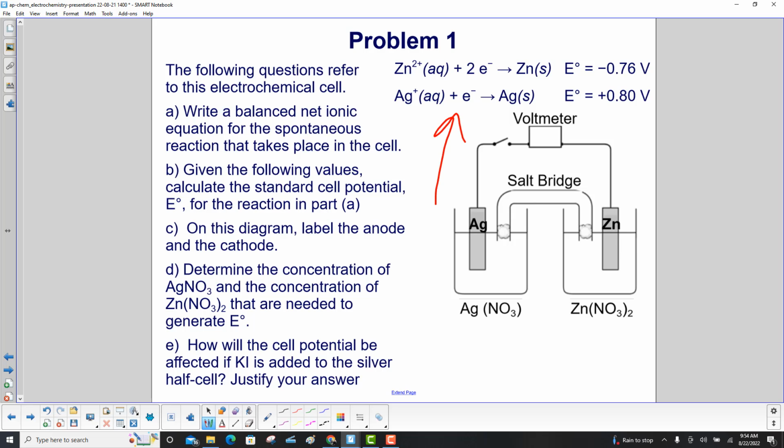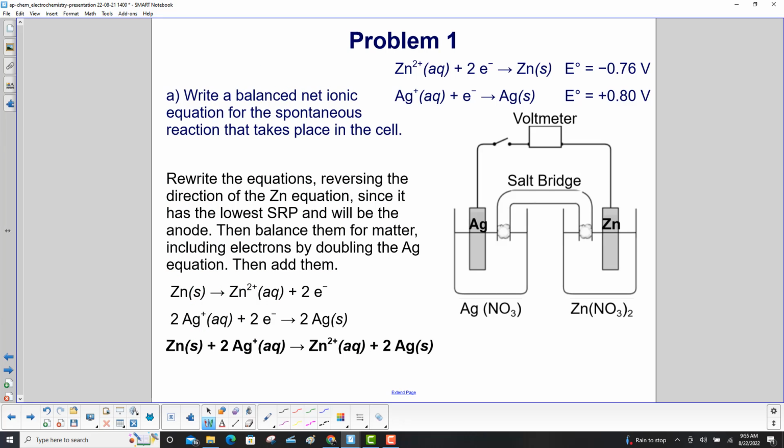On the diagram, label the anode and the cathode. Determine the concentration of silver nitrate and the concentration of zinc nitrate that are needed to generate E0. How will the cell potential be affected if potassium iodide is added to the silver half cell? Justify your answer.